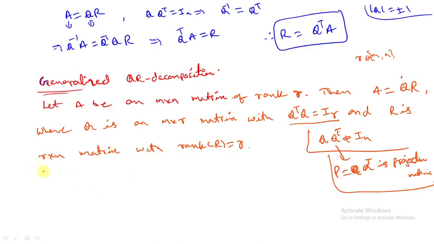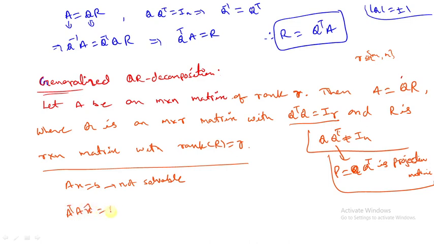Now this application, the least square approximation, we can use. What is the least square approximation? Suppose Ax equal to B is not solvable. Then we take A transpose A x hat equal to A transpose B. X hat is the least square approximation. Already we know.